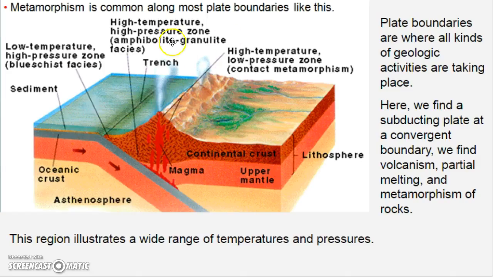I like this picture because it illustrates a subduction here. And it's really a convergent boundary. And plate boundaries are where all kinds of geologic activities are taking place. Here we find a subducting plate at a convergent boundary. We can find volcanism, we find partial melting. We also find metamorphism of rocks. We have the temperatures and pressures, let's just say, in this scenario, that lead to the formation of mountains and the changing of pre-existing rocks. This region illustrates a wide range of temperatures and pressures. So you get a wide range of types of rocks that form.